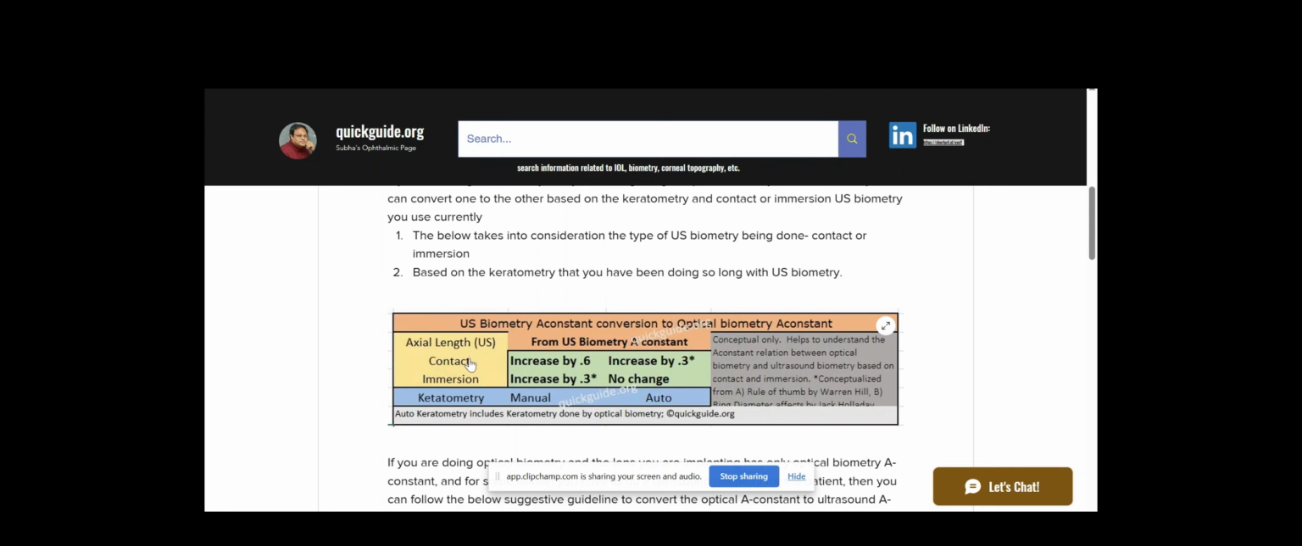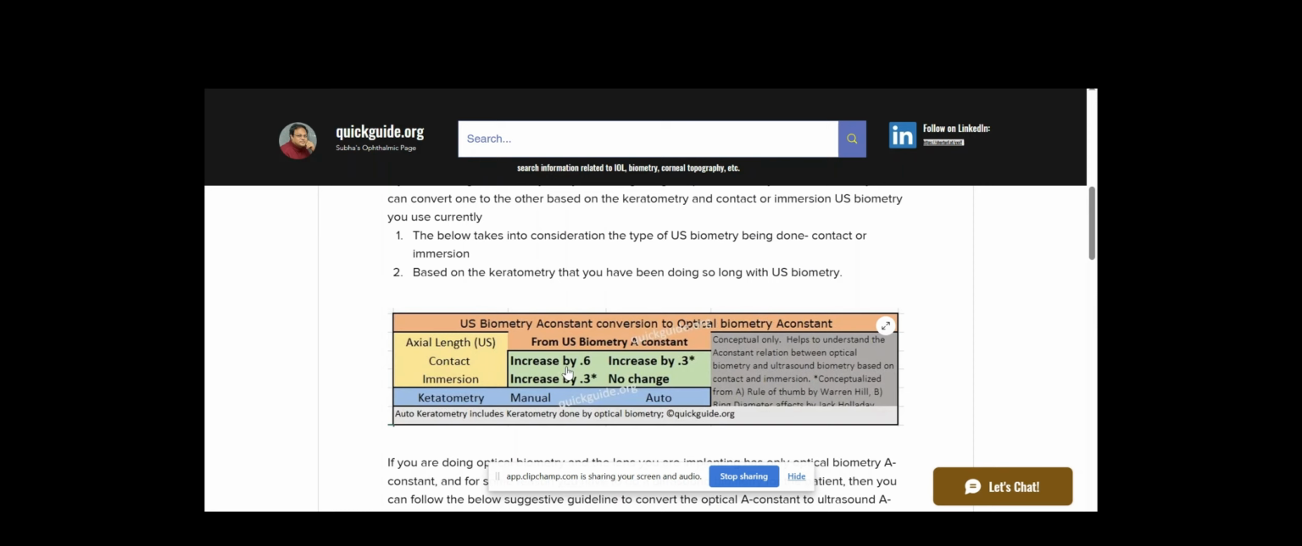So imagine that you have been doing a contact based axial length, and we know with contact or applanation based ultrasound biometry, you would have some amount of indentation, or you will be pressing on the cornea that might make the axial length artificially short. So taking that into account, and if you have been doing a manual keratometry, a contact axial length with ultrasound and a manual keratometry, increase the A constant by 0.6.